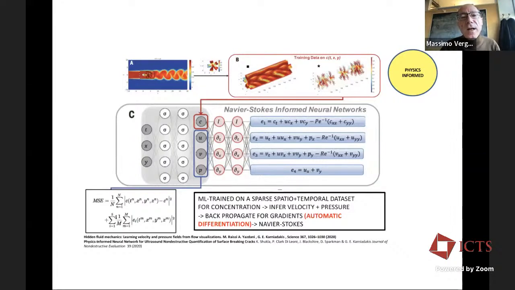And then out of these fields that are produced by the network, you can perform a differentiation with respect to the input. So you also have a guess of what the derivatives are.